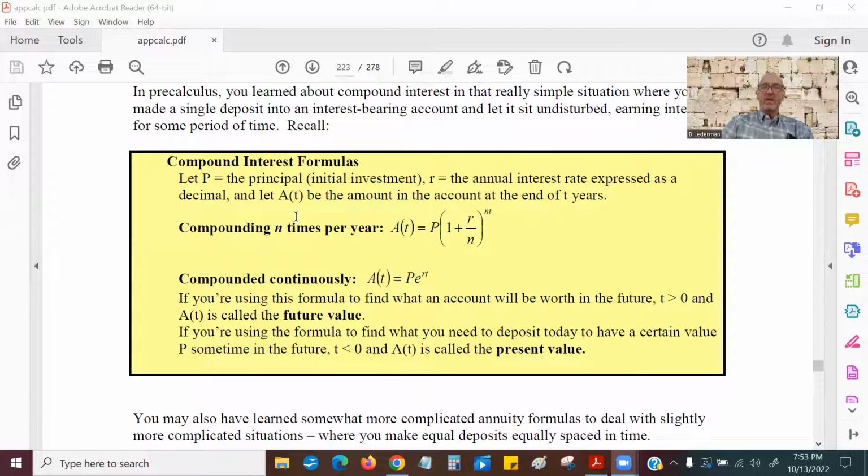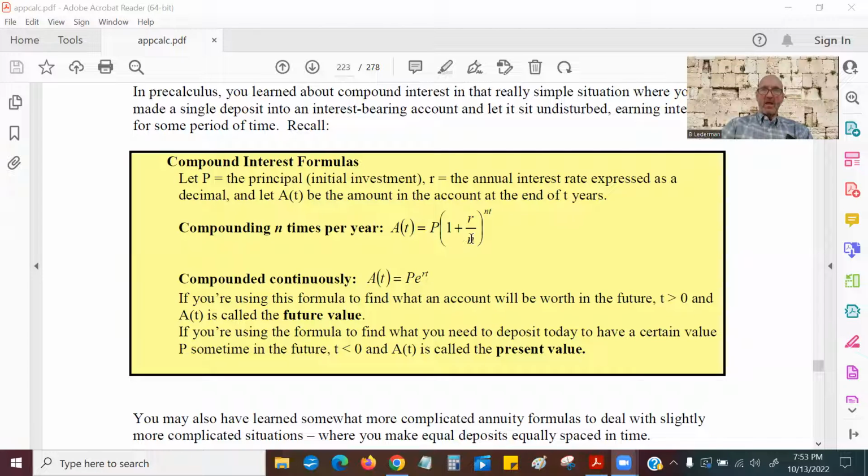And A, or A of T, is the amount that the account is going to have at the end of T years. So A of 2 would be what's going to be there 2 years later. In other words, it's going to be collecting interest, blah, blah, blah. How much is going to be there? And this is what we call compound interest.